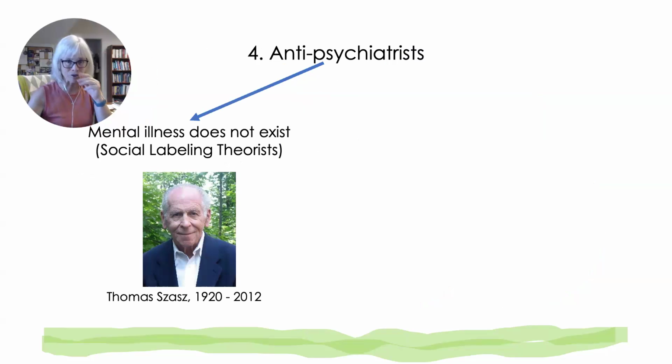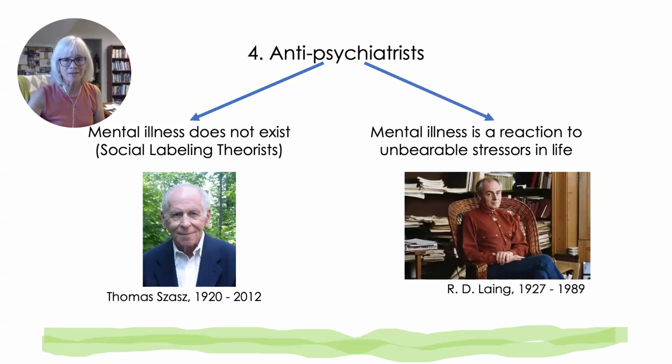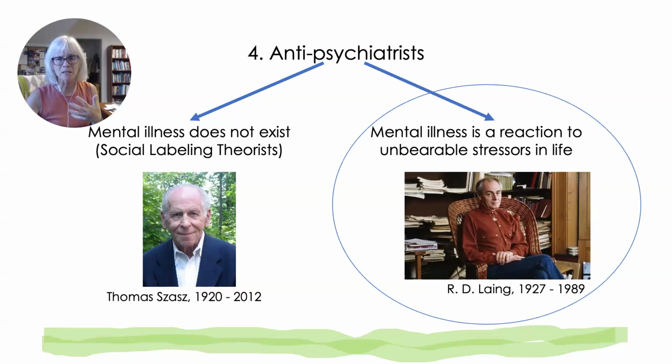Now, a fourth approach is kind of a radical one, but I think we should think about it, and that's the approach of the anti-psychiatrists. Thomas Szasz argued that mental illness does not exist, that this is a label used to control people within our society. Another anti-psychiatrist, Laing, again, both Szasz and Laing are psychiatrists, argued that mental illness is a reaction to unbearable stressors in life, which is a very different perspective than the medical model, and also is pretty consistent with what we're talking about in terms of trauma-informed care.